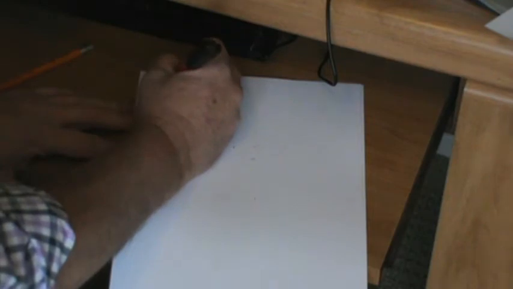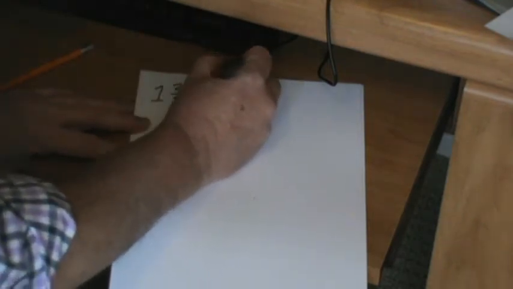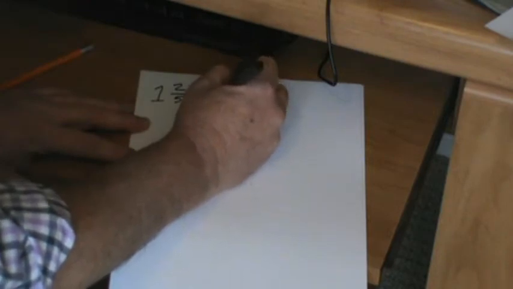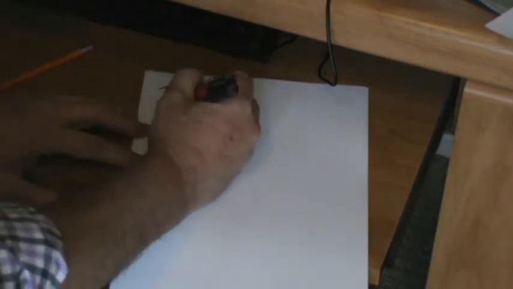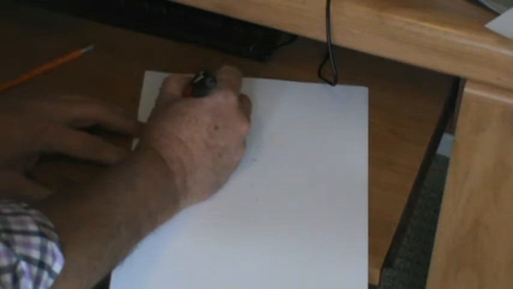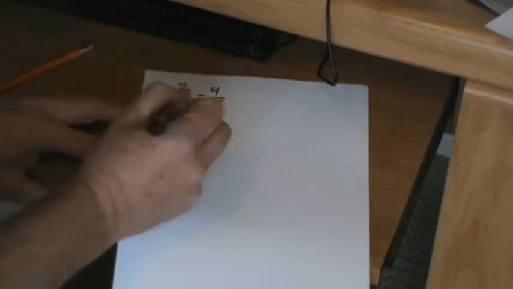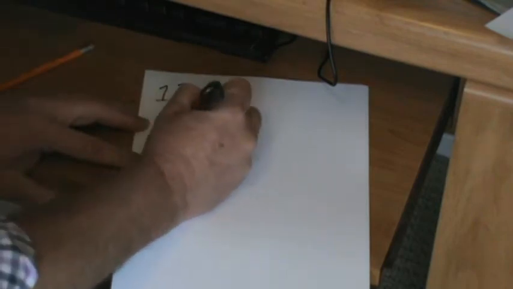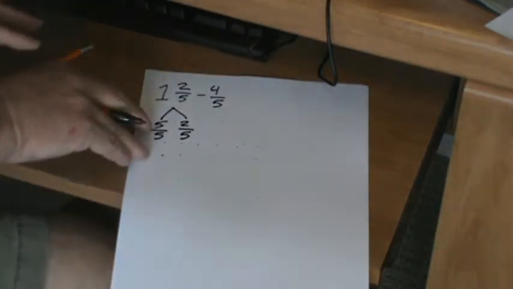1 and 2/5 minus 4/5. And remember what we were doing yesterday? We were breaking this apart, okay? Decomposing it. So let's do that. And this becomes 5/5, right? And we have 2/5 left over. Okay, so now we've decomposed this. Let's add it together, okay?